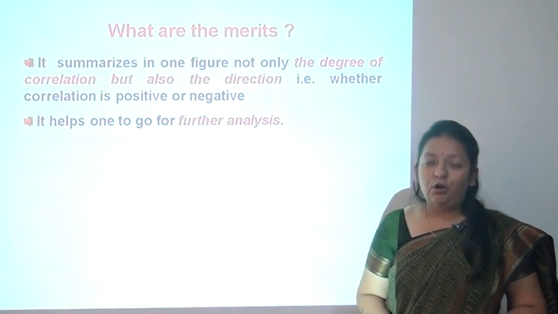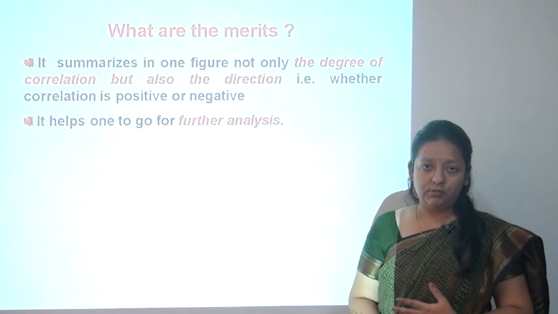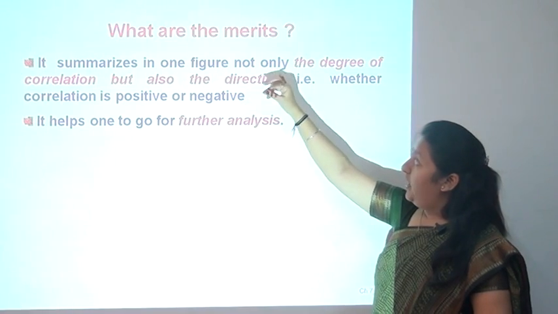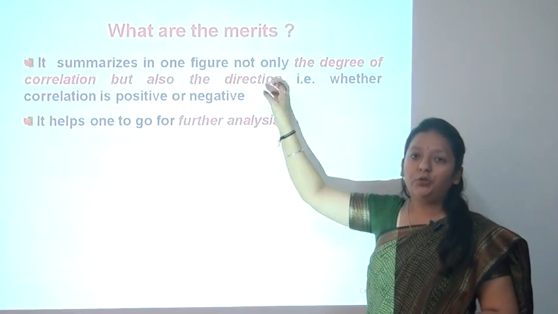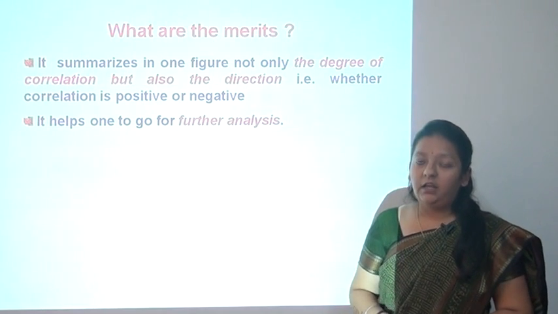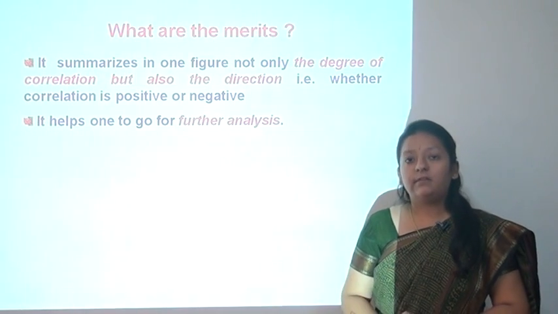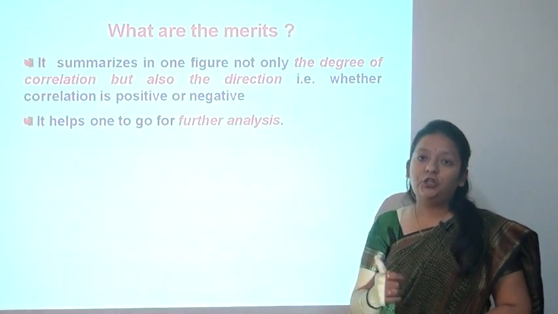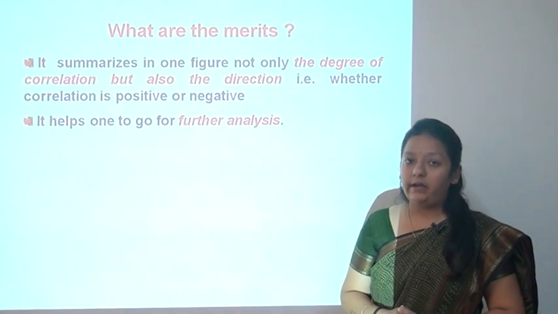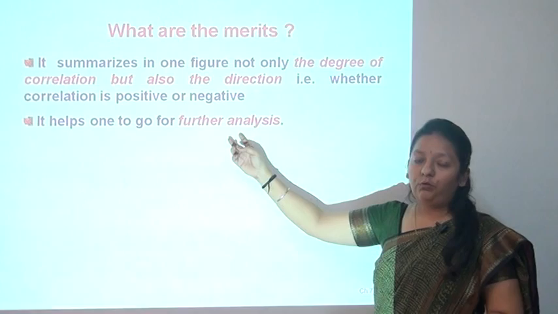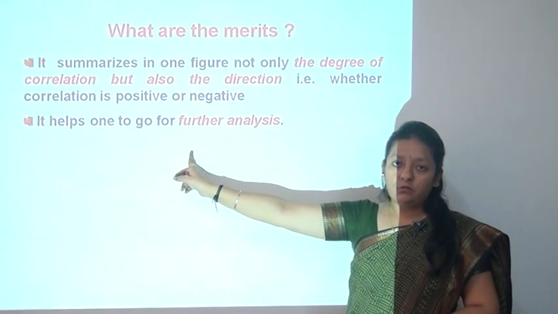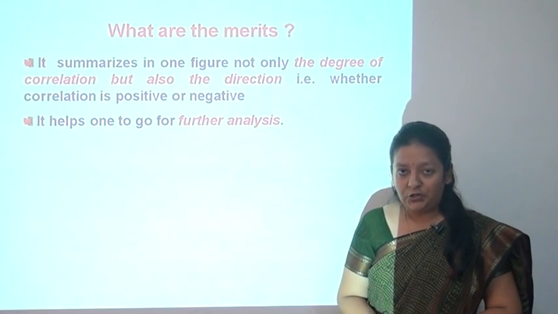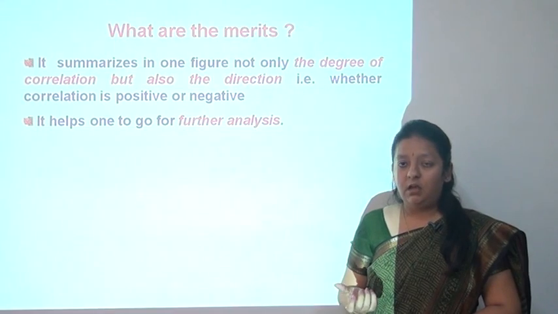Now, what are the merits of the coefficient of correlation, or Karl Pearson's coefficient of correlation? First, it is summarized in one figure, showing not only the degree of correlation but also the direction of the variables. It shows the relationship that exists between two variables, and also the direction in which the two variables fall or rise. Another merit is that it helps one go for further analysis. By using the value of correlation, one can go for further analysis while studying any research.